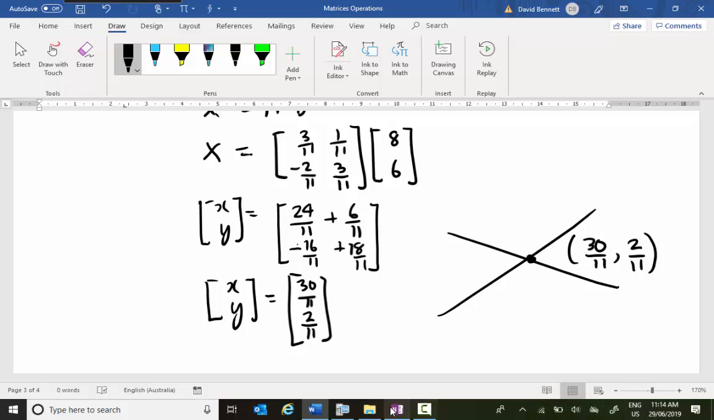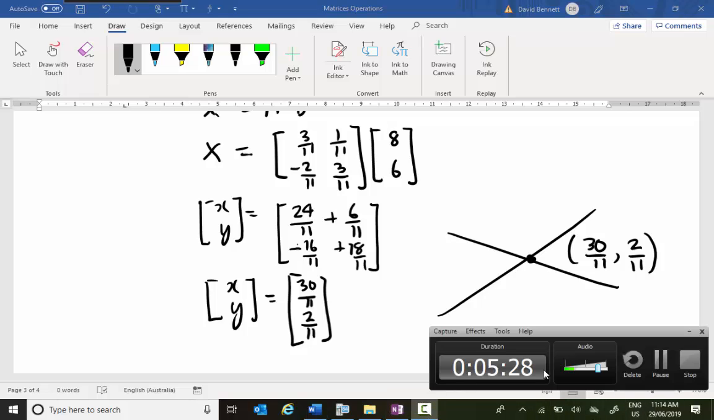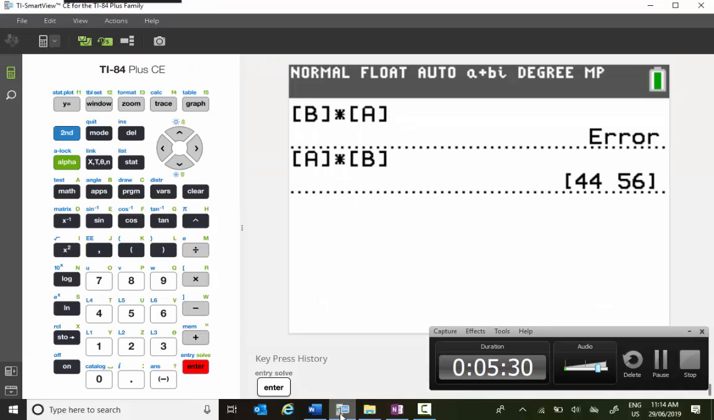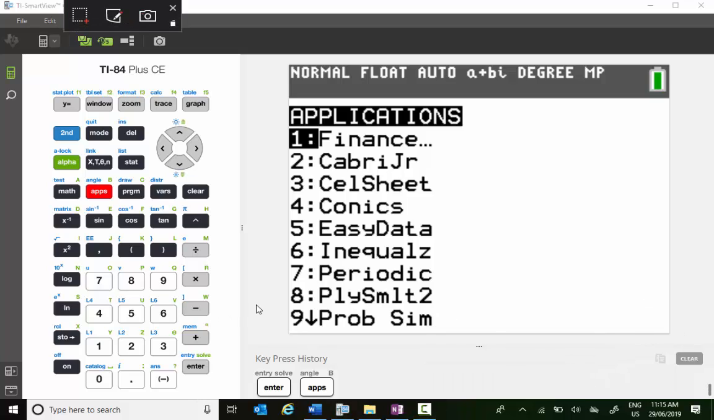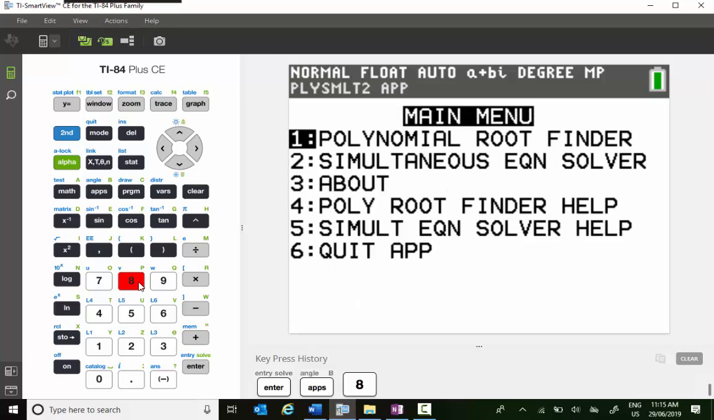Now I'm going to show you how to do that on the calculator as well. Sorry, I picked the wrong one. So I can use a thing called polysim, and this is really useful, and this is why graphics calculators have changed the way we do things. We're going to use a simultaneous equation solver.